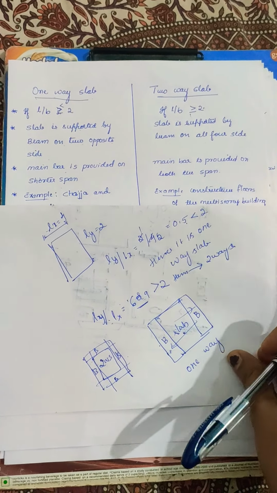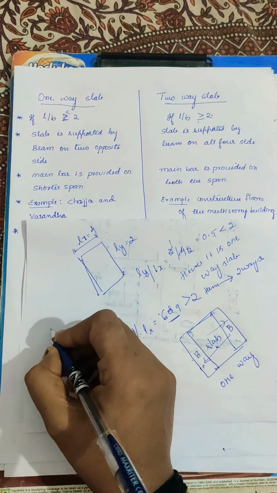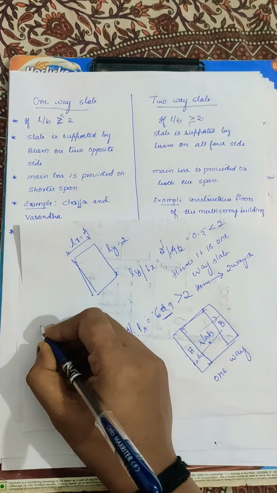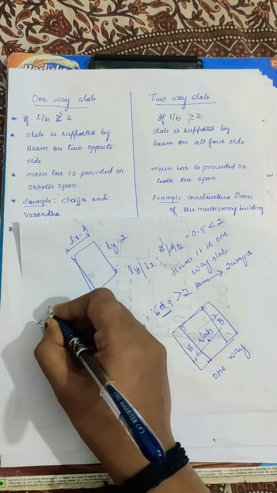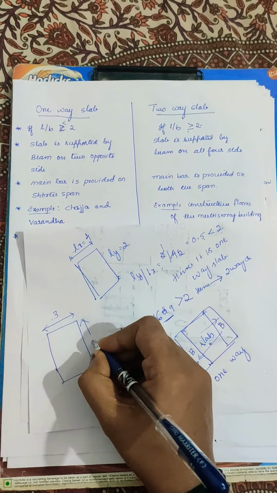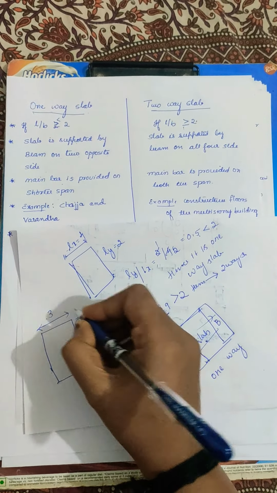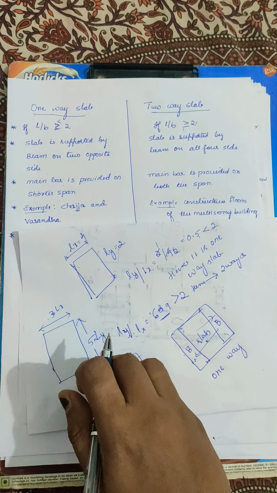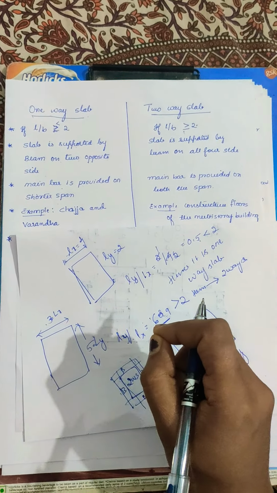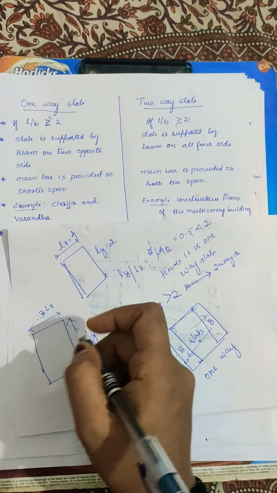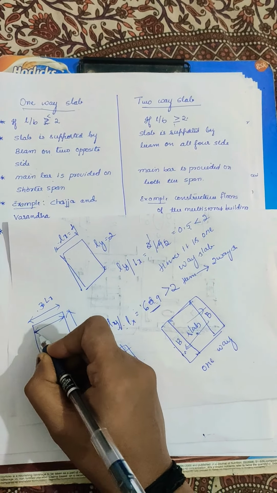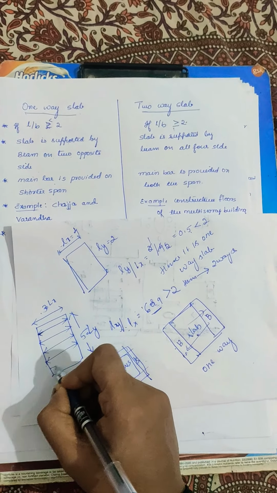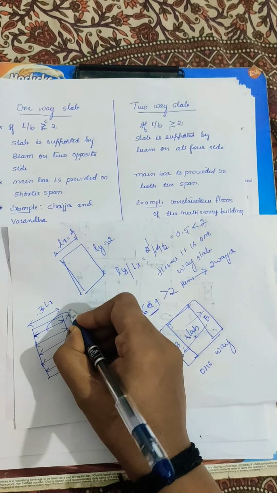One thing you should remember, in case of one way, see, if you consider this as a one-way slab, this is your shorter direction, let us consider as 3, and this is your longer direction. Let us consider this is Ly and this is Lx. See, this is the shorter span and this is the longer span. So always the main bar will be provided along the shorter direction but supporting on the longer side. That means this is your main bar.